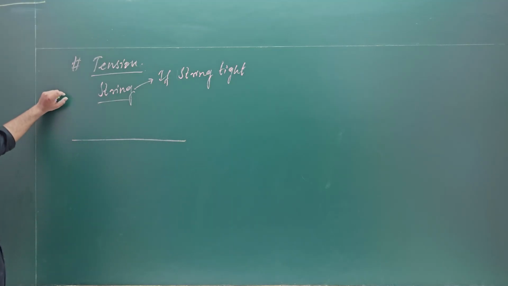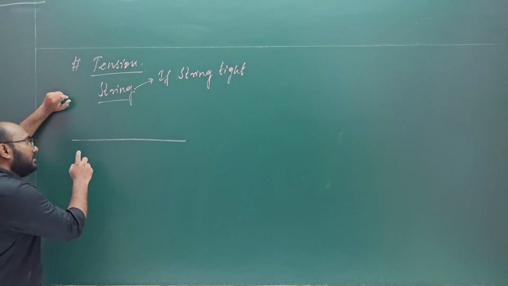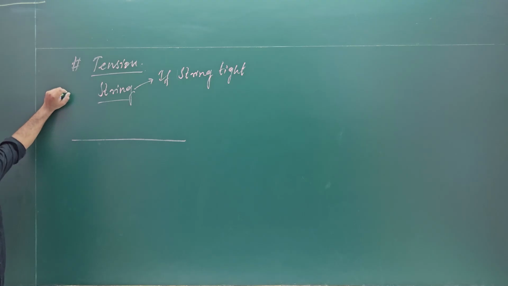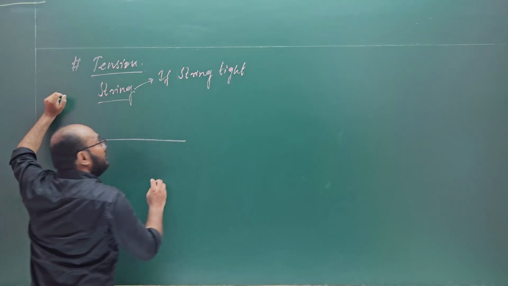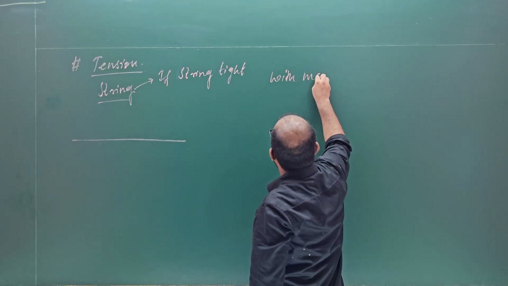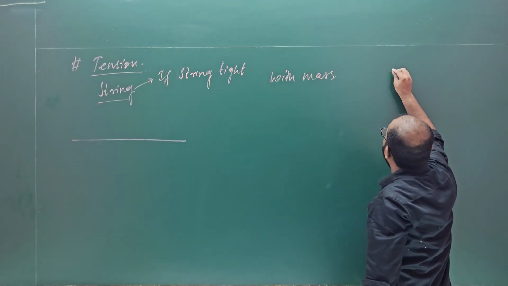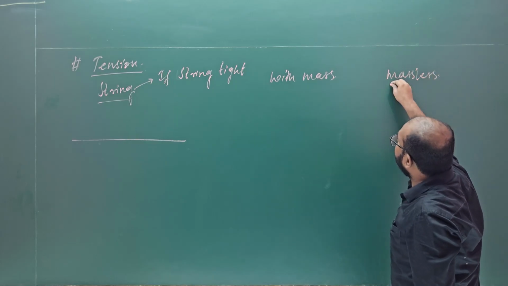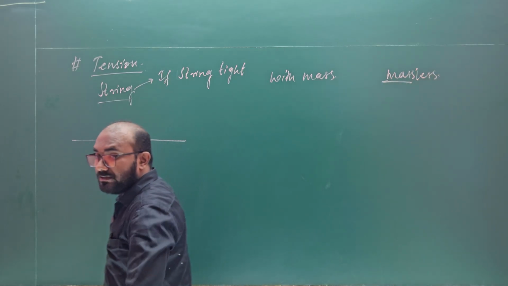Now, in this chapter, you will be finding two types of string. One is a string that has mass, and the other is a string that does not have any mass. That means you will have one with mass, and the other is the massless string. सबसे पहले डिस्कस करते हैं massless string.